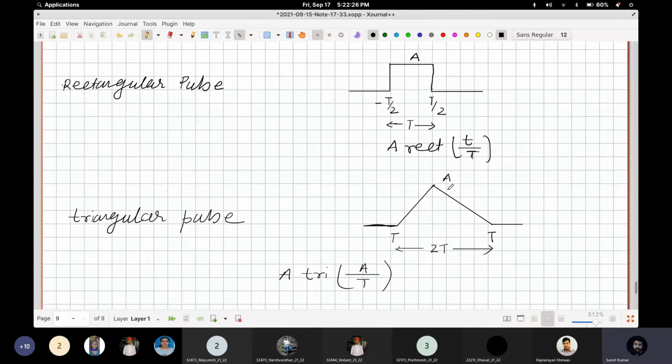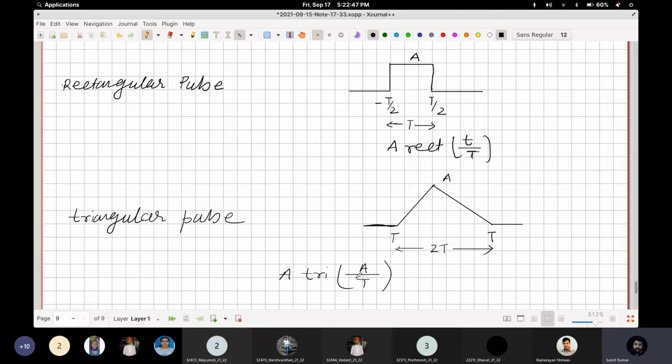Half into A into 2T, so that is the AT only. And the area of this rectangle is also AT only, isn't it? So you see that if it was a rectangle of the same area, its duration would be T only and not 2T. And that's why it is divided. Here it is written in division as T only.